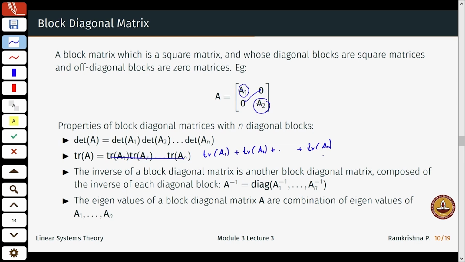Similarly with the inverse, right. A inverse would in this case be again a block diagonal matrix with A1 inverse, A2 inverse, and so on. And what are the eigenvalues of this block diagonal matrix A? They will just be the set of all eigenvalues, comprising the eigenvalues of A1 all the way till An.